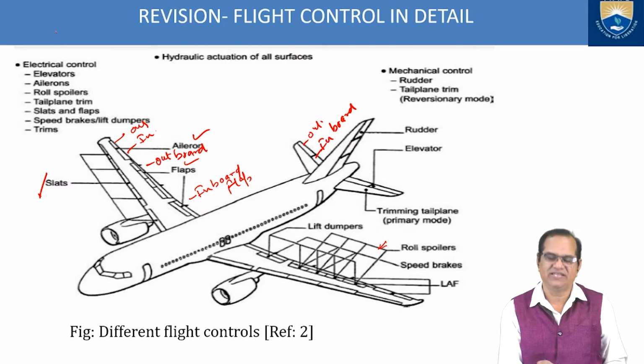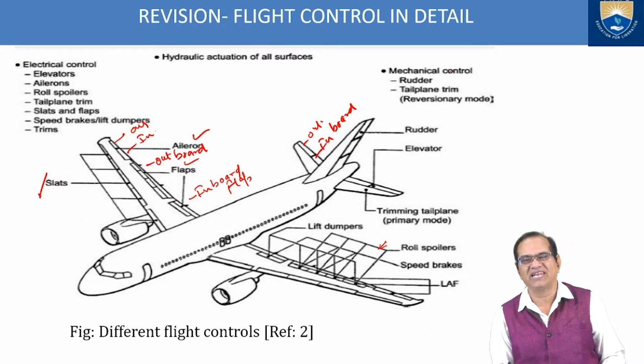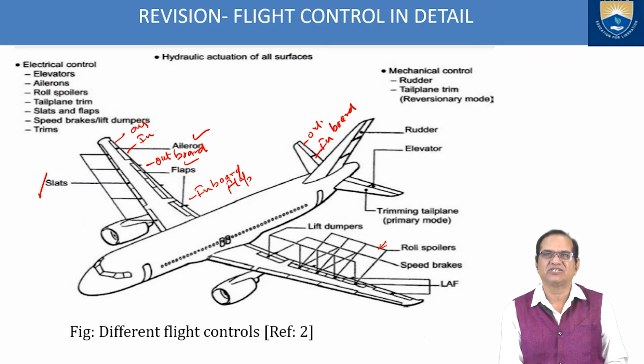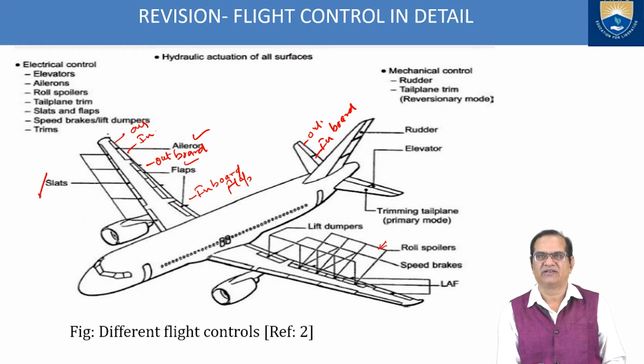We can divide this control into electrical control, hydraulic control, and mechanical control. Electrical controls are elevator, ailerons, roll spoilers, tail plane trim, slats and flaps, speed brakes and lift dampers, and trims. You can see all of these here. They are all operated by the electrical system. Hydraulic actuation is on all surfaces; everywhere hydraulic systems are there.